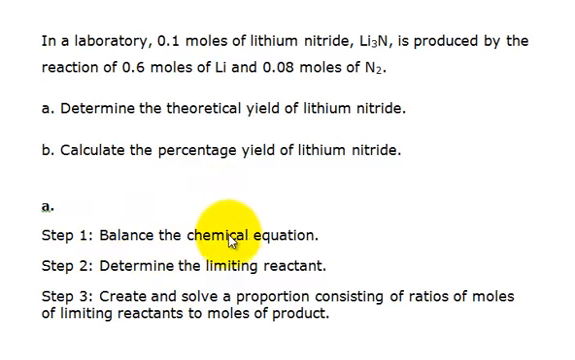Step 1 is to balance the chemical equation. Step 2 is to determine the limiting reactant. And step 3 is to create and solve a proportion consisting of ratios of moles of limiting reactant to moles of product. Let us look at step 1.